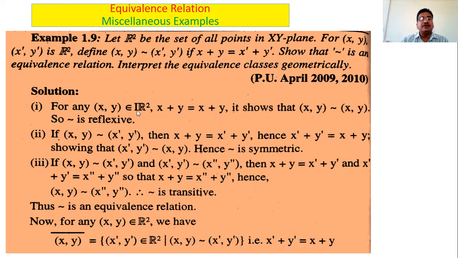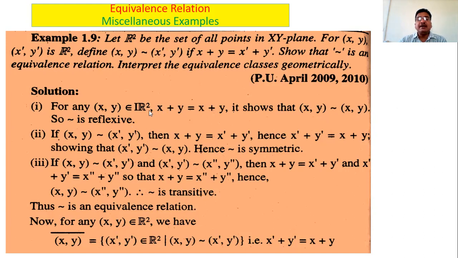For this condition, take any one element from the set. The set is R2, and if you take the ordered pair (x, y) from R2, then what do we have? x plus y is equal to x plus y. Note that x plus y and x plus y are both the same, which means (x, y) is related to (x, y) by this relation. This (x, y) is any element of R2, so every element of R2 is related to itself, and therefore the wiggle relation is reflexive.